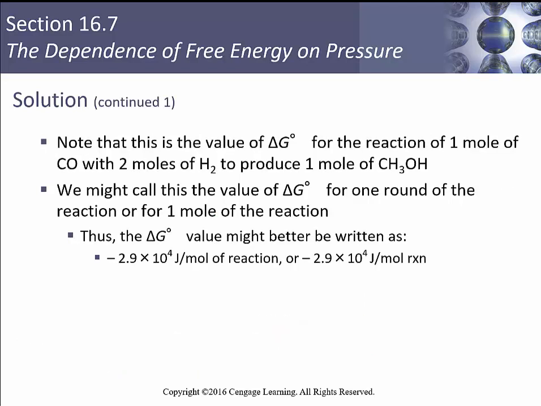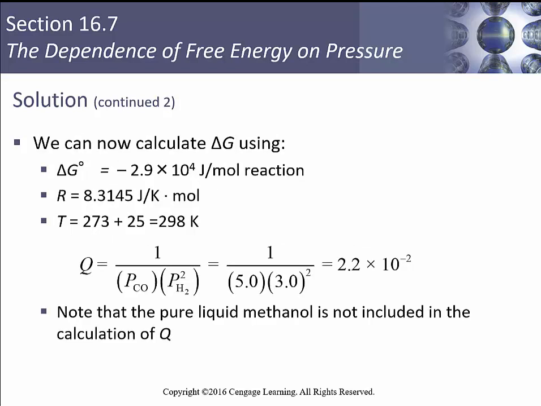Note that this is the value for delta G naught for the reaction of 1 mole of carbon monoxide with 2 moles of H2 to produce 1 mole of methanol. We might call this value delta G naught for 1 round of the reaction, or for 1 mole's worth of the reaction. Thus, the delta G naught value might be better written as minus 2.9 times 10 to the 4 joules per mole of reaction. Right? So that's just another way to think of this.